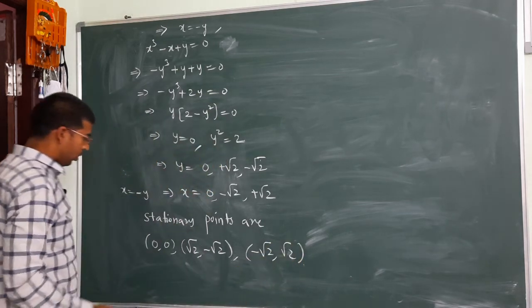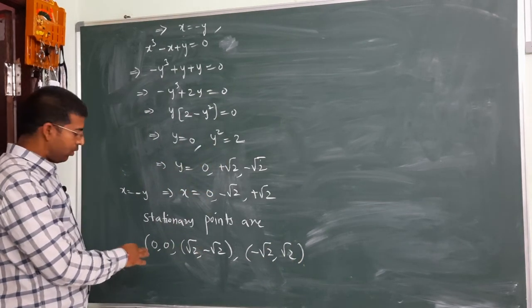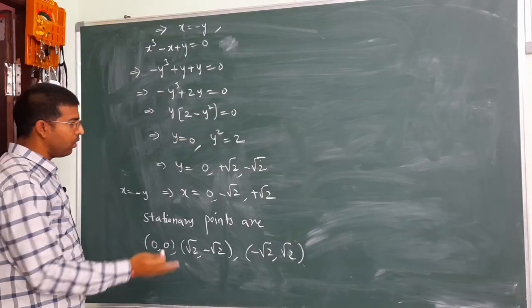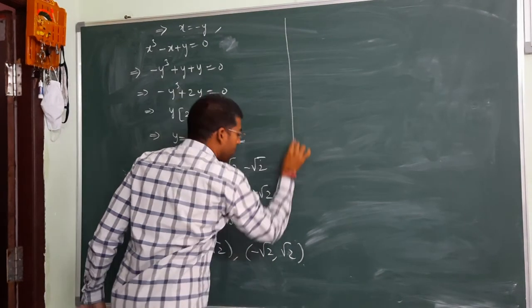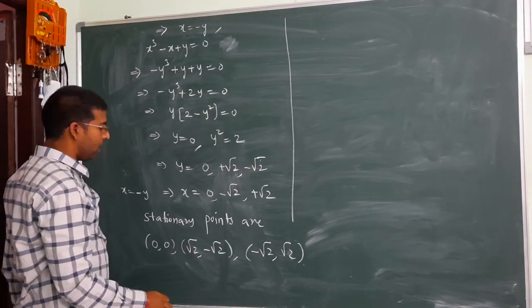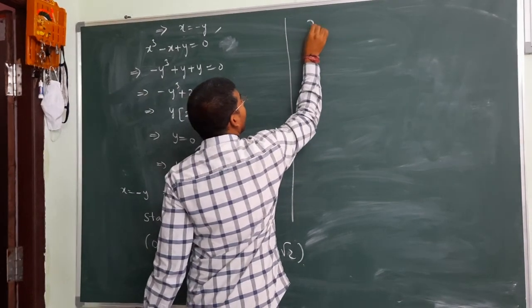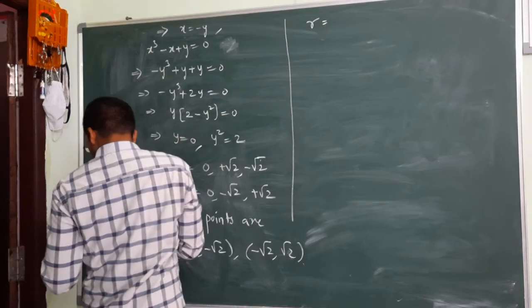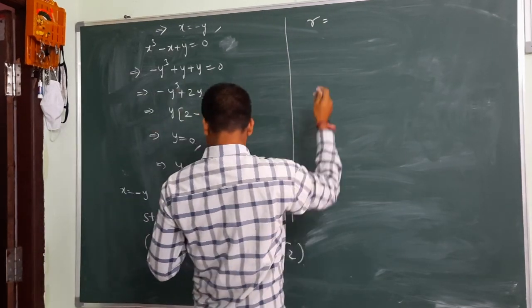Okay. Now, at each of these points we have to verify whether the function is maxima or minima by our previous procedure, right? First, what I will do is, at every point I will find R, S, T. First, what is R? First we will recall R. What is R? We already have, right? What is R value? 12x square.